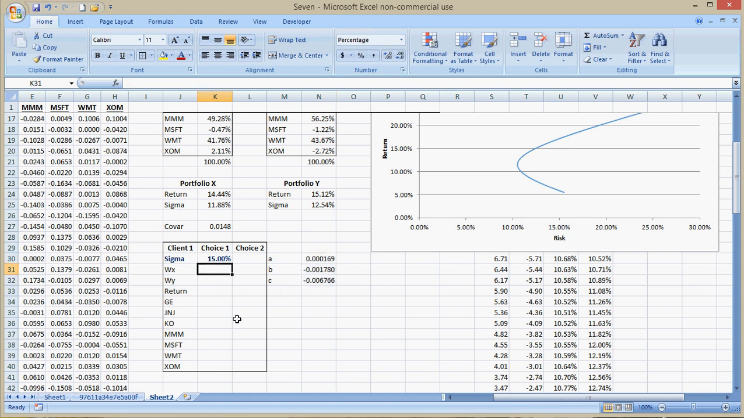So I need to find the weight of X. And the way I do that is the quadratic equation. So open parenthesis here, minus B, I'll do plus first, plus the square root of B squared minus 4 times A times C, close parenthesis, divided by 2 times A. And if I'd been thinking, if I'd been smart, I would have locked all of these down, because I'm going to have to copy this over. So you should do that as you go.